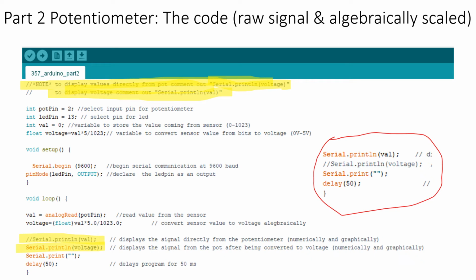While the circuit for part 2 was simpler than for part 1, the code was actually more complex. I ended up needing to write 3 different codes in order to completely satisfy the requirements of part 2. This is the code for the raw signal being displayed, as well as the algebraically scaled values being displayed. You can see at the top of my code there's a note directing the user how to choose which value to display.